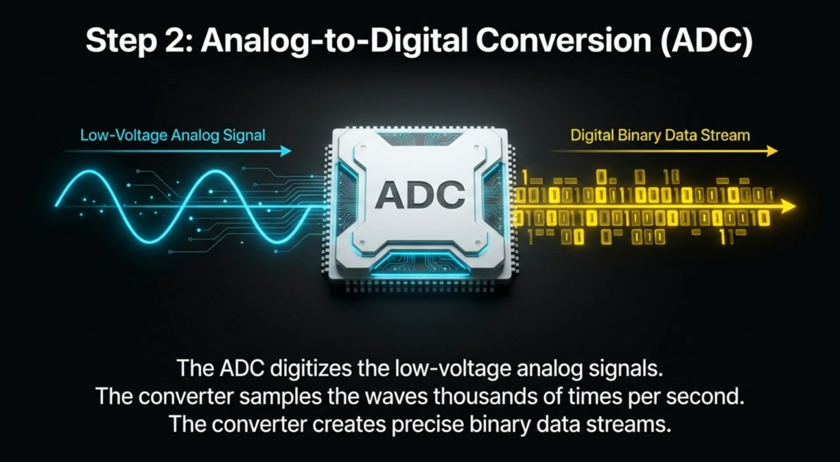Step 2. Analog to digital conversion, or ADC. The ADC digitizes the low-voltage analog signals by sampling the waves thousands of times per second. This process creates precise binary data streams.